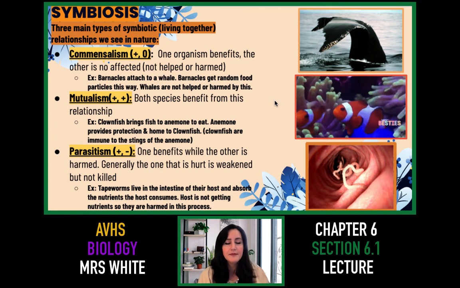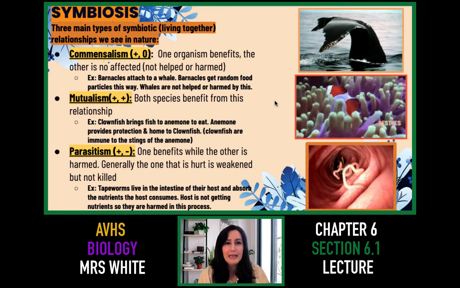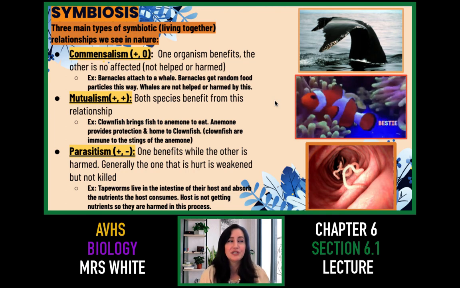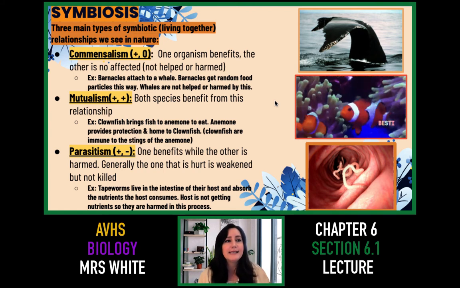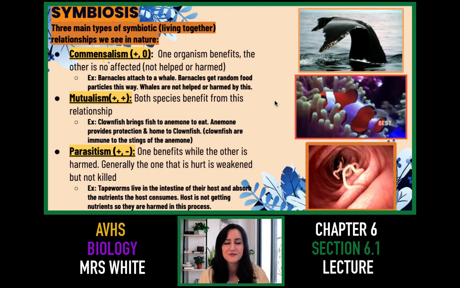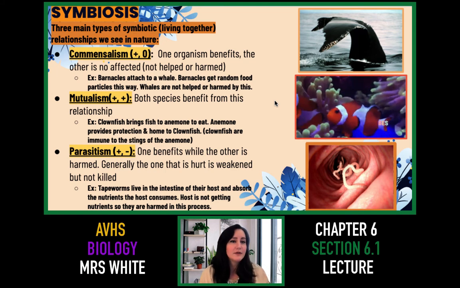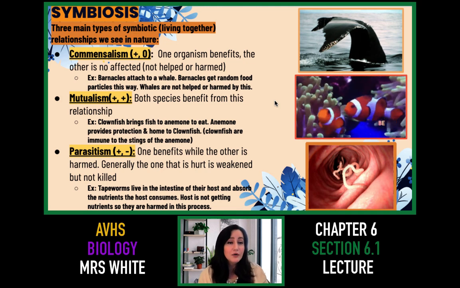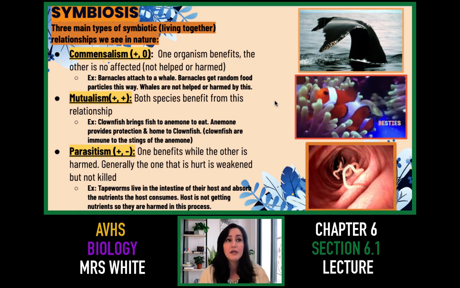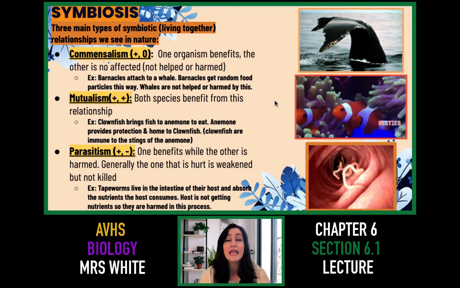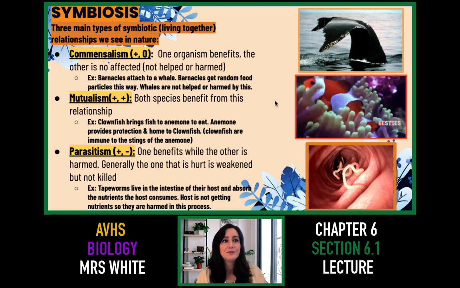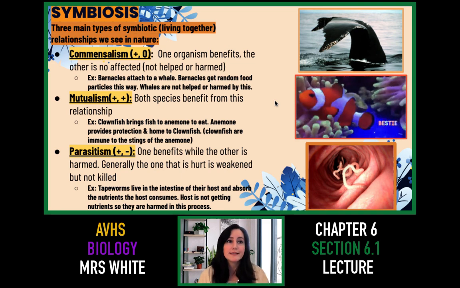Last example is parasitism, and this is where one benefits and one is harmed. Keep in mind that generally the goal of a parasitic relationship is to not kill the host. The goal isn't to weaken it, but to use it, and in that process you end up having some harm done. An example here on the right, which is so gross, I'm sorry, but it is a perfect example since it is something we do deal with, humans and other organisms, like dogs, for example, are tapeworms. Tapeworms live in the intestine of their host and they absorb the nutrients the host consumes. The host, because it's not getting all its nutrients, will actually be harmed in this process. You can become malnourished, and over enough time, you can actually get very, very sick. Typically, parasites don't try to kill the host, because if the host dies, the parasite dies. So that relationship thrives when the host can survive, and therefore the parasite inside can survive.